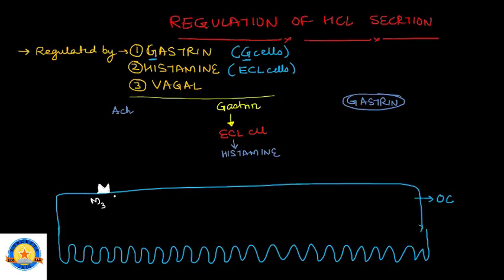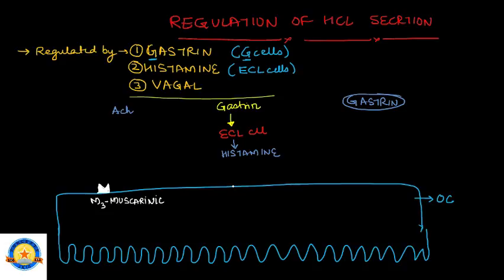Whenever I am discussing acetylcholine, the system I am discussing is called the cholinergic system. Acetylcholine can act through two main receptors. One is called muscarinic or M receptors, and the other is called nicotinic receptors, that is N receptors. So this is M3 or muscarinic type 3. I'll write it: muscarinic receptor.